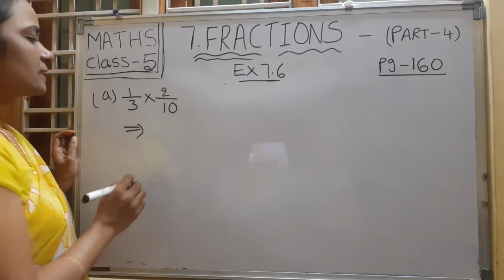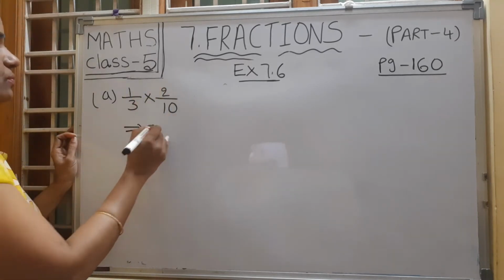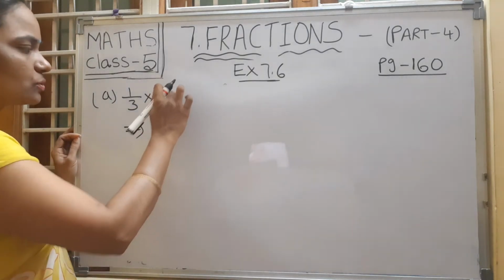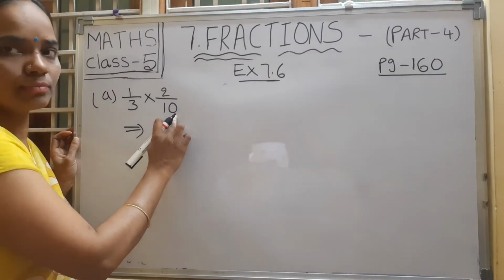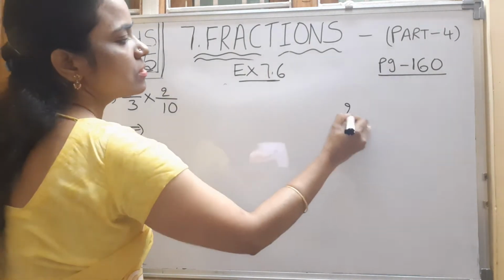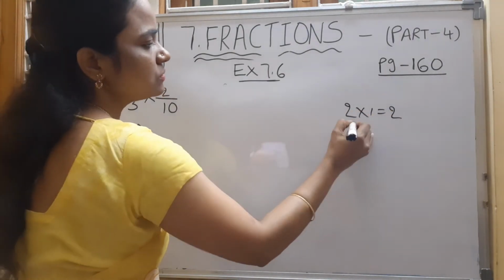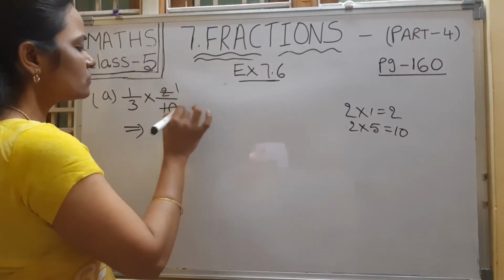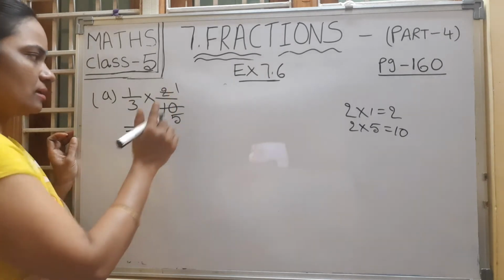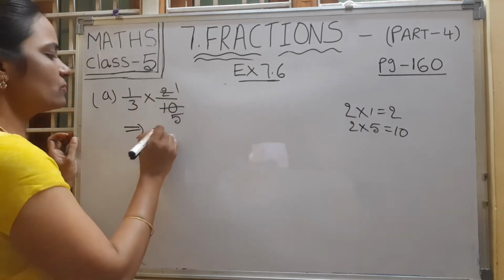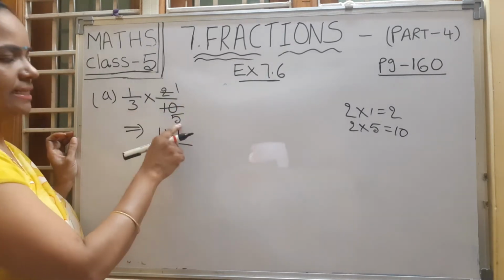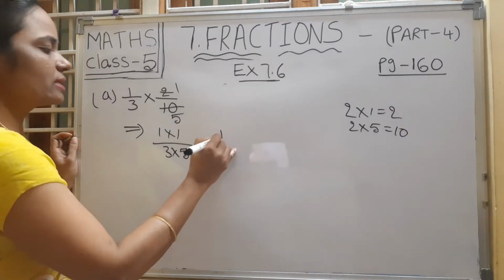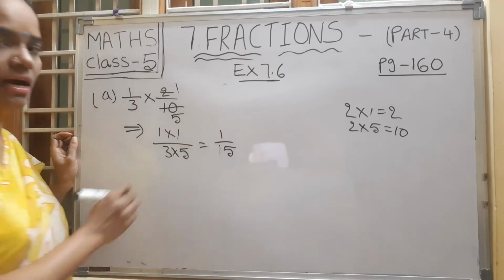Then, so 1 into 2. So how I am going to do, children? 2 and 10. We can simplify it in 2 table. So 2 ones are 2, 2 fives are 10. Now it is 1 into 1 by 3 into 5. 3 into 5. What is the answer? 1 by 15 is the answer.